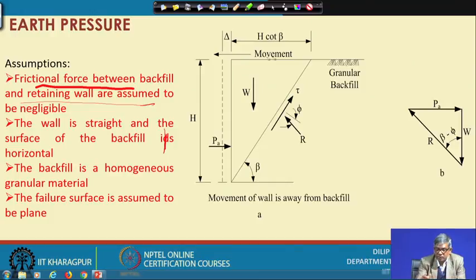That means your wall can be like this, and the backfill can be like this. So, this is not the case. You are considering the wall like this, so the backfill is like this.